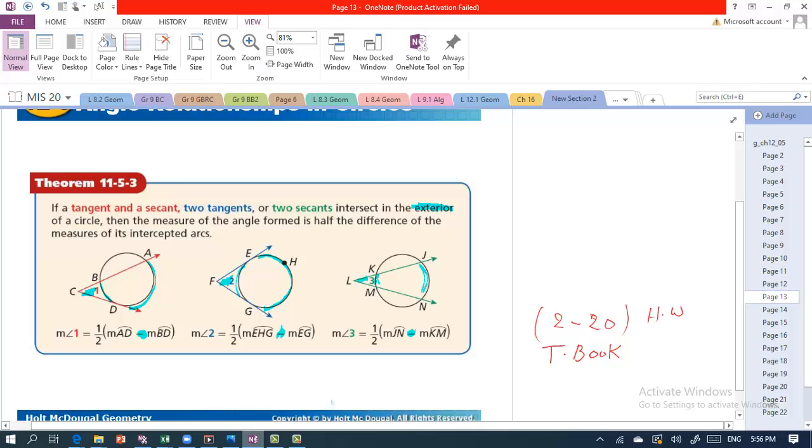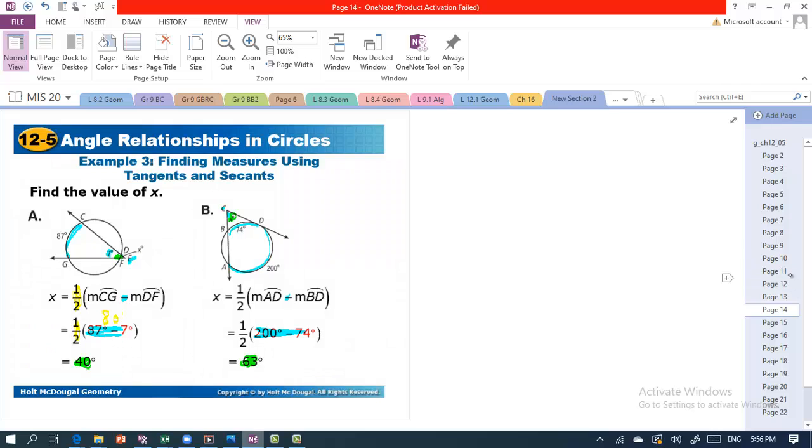And here I gave the students 2 to 20 questions, homework exercises from the textbook, and they solved them and we checked it the second day. They sent them to me in Edmodo as an online communication.